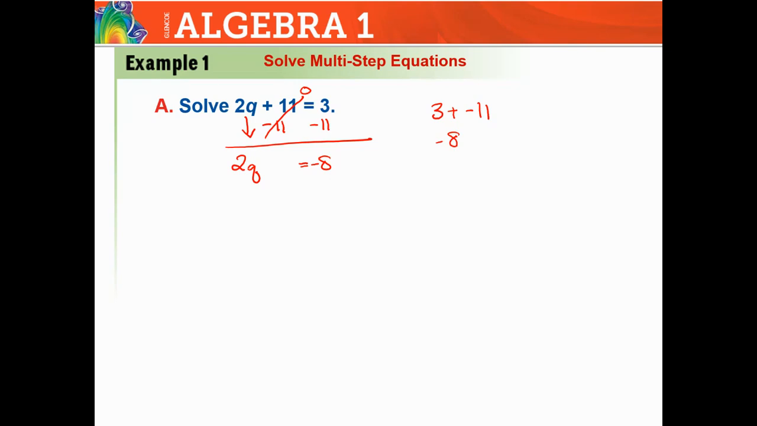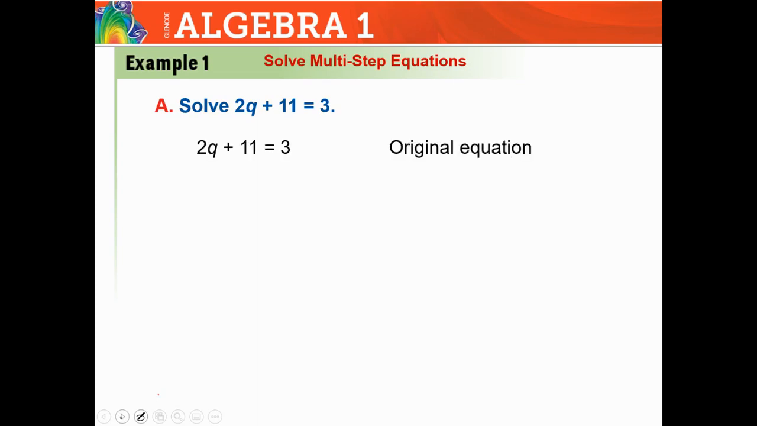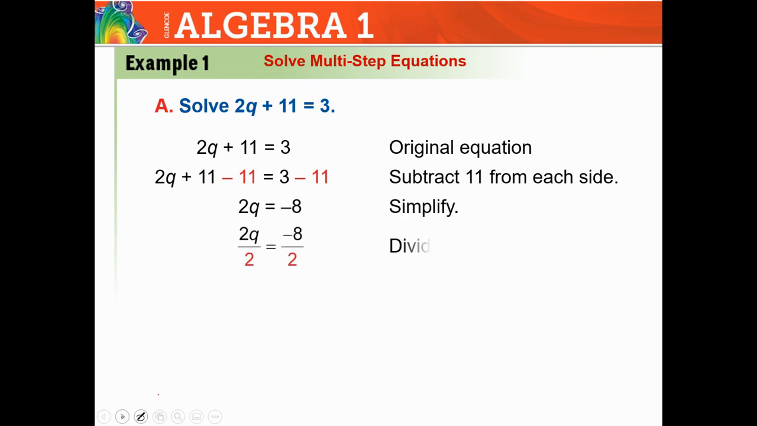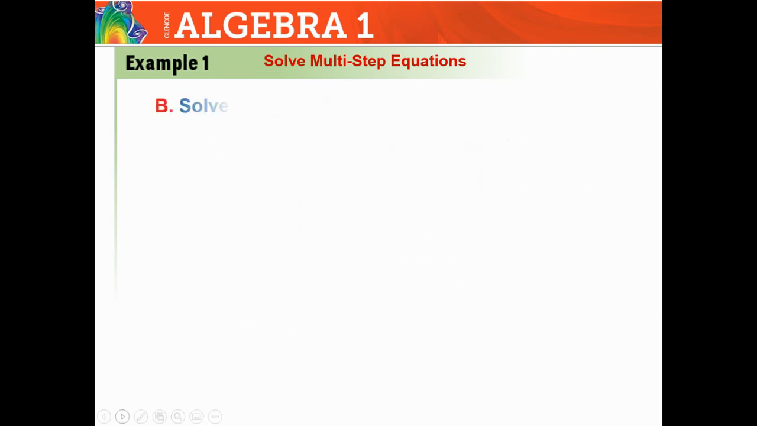Now, 2 and q, the operation in between here is multiplication. So I'm doing the opposite, which is division. So I'm going to divide both sides by 2. I get a big 1 here, so I just get q equals negative 8 divided by 2 is a negative 4. All right, so now let's look at how they describe it. We start with our original equation, subtract 11, simplify, divide, and simplify. We get q equals negative 4.